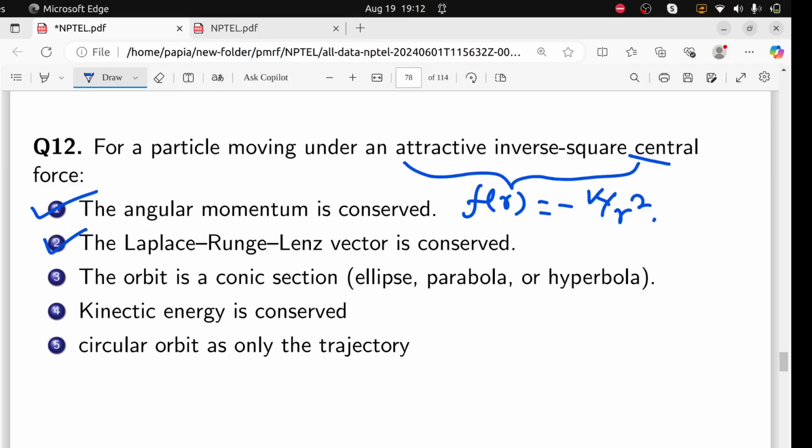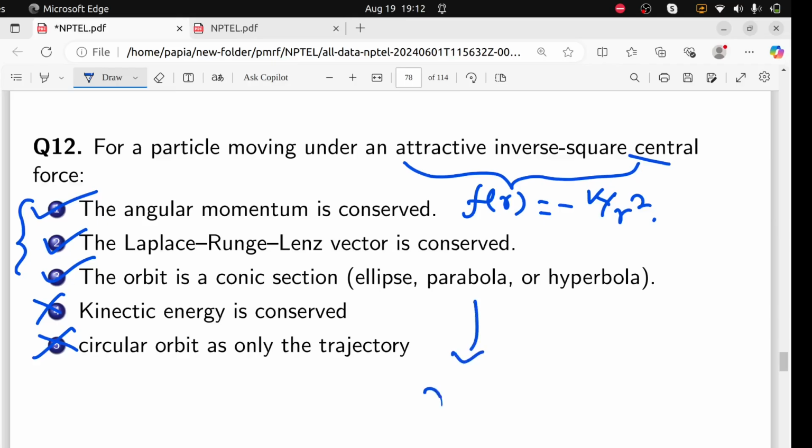Okay, the orbit is a conic section: ellipse, parabola, hyperbola. That is also correct. Kinetic energy is conserved, that we can't say. Circular orbit as the only trajectory? No, that is also not correct. So these three are correct: angular momentum is conserved, the Laplace-Lagrange vector is conserved, and the orbit is a conic section.